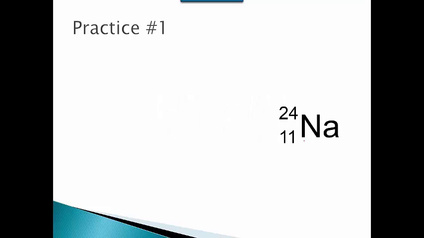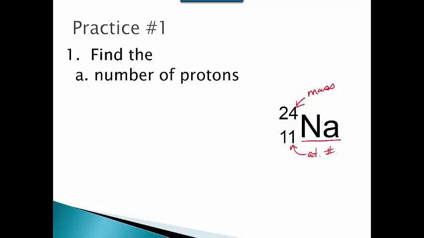So you see the symbol here, you see a top number. Again, we just got done saying that that was going to be our mass number, and this bottom number is the atomic number. So keep those types of things in mind as we go through our first practice problem. So some things that we need to find. We need to find the number of protons. So if you think back and look back in your notes, by definition, the atomic number is equal to the number of protons. So if the atomic number is 11, then the number of protons is 11.